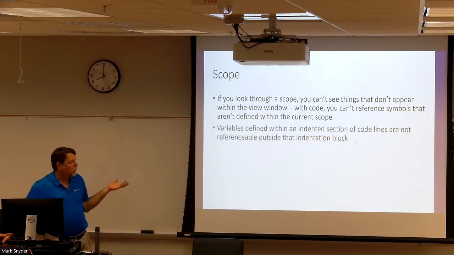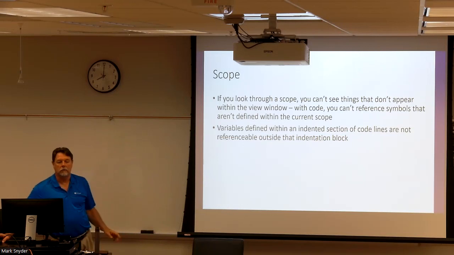And in Python, we define blocks of code with indentation. So it's essentially with indented blocks of code that are indented the same level. If you define variables inside that scope, that indentation block, you can't see those variables outside of that block. Before or after, you can't see them anymore. It's like they don't exist. They only exist inside that scope.